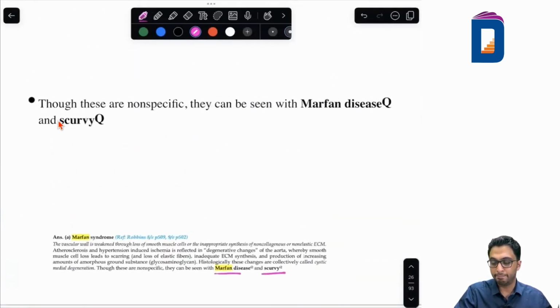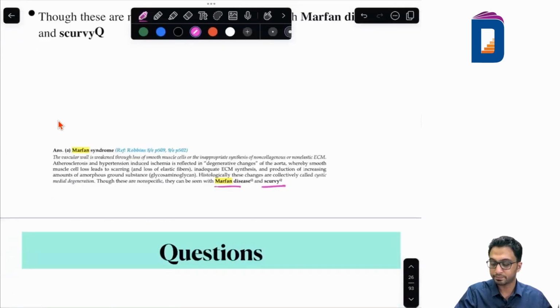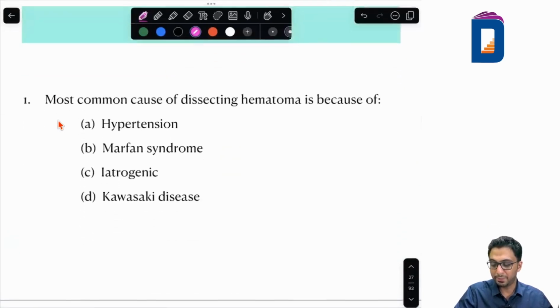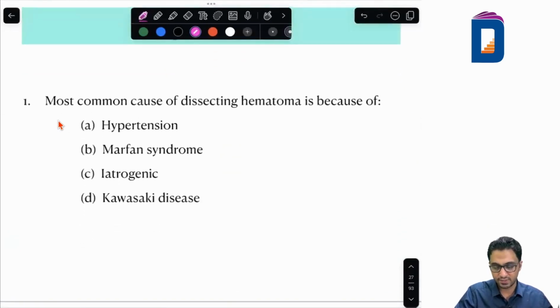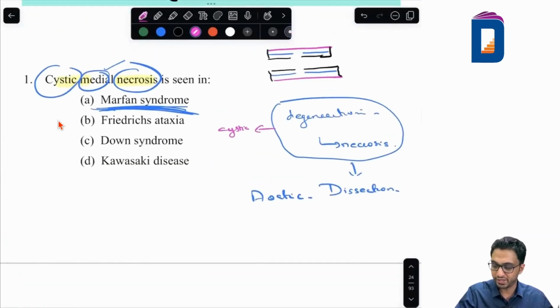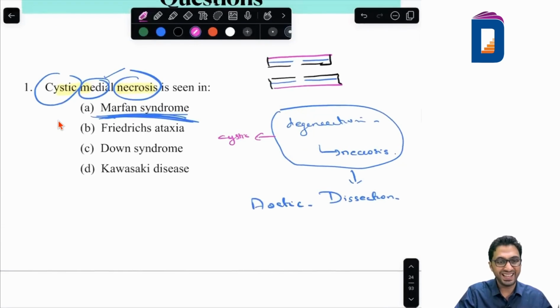Cystic medial degeneration. Now, a little bit again about associated conditions. The answer someone said was A, Marfan syndrome. You're right. So this is medial degeneration leading to dissection, aortic dissection.